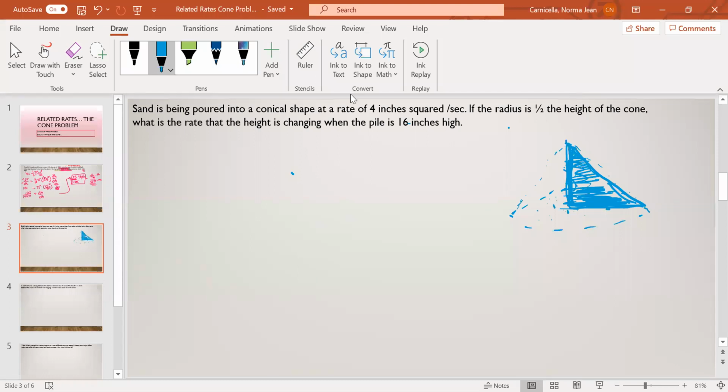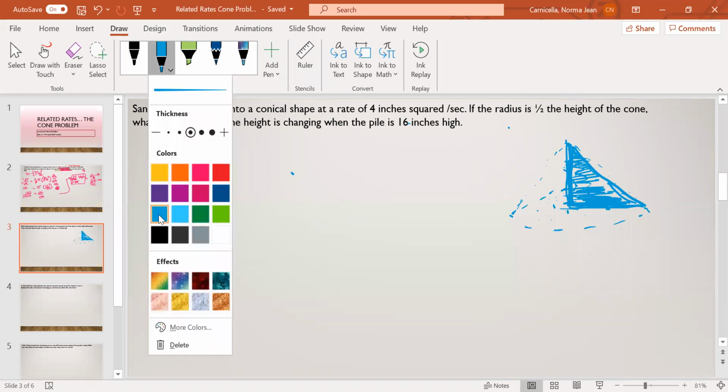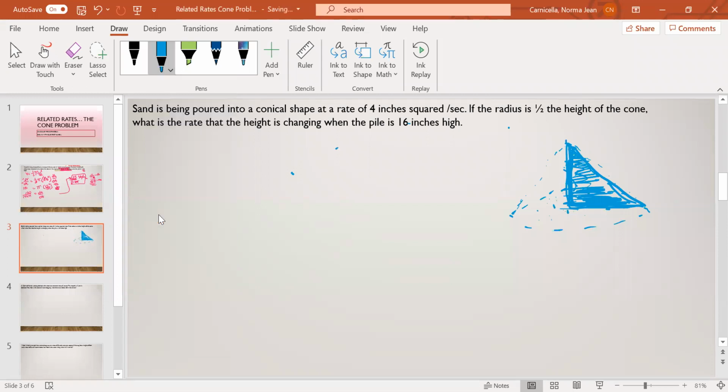So remember that the rate of change of the radius is related to the rate of change of the height. That's just something important that you want to keep in mind. I think this is wrong. That should be cubed, 4 inches cubed per second. So, all right, let's talk about what we know. I know that it's a cone.